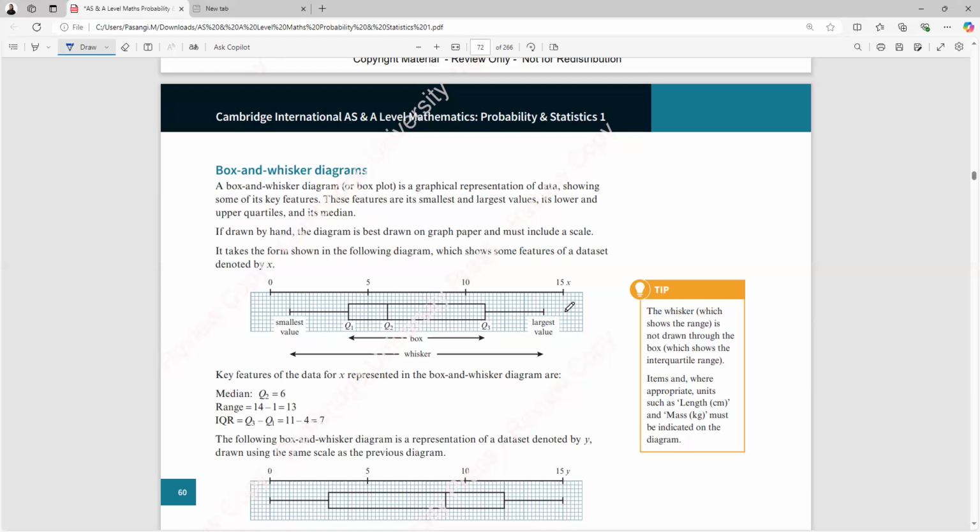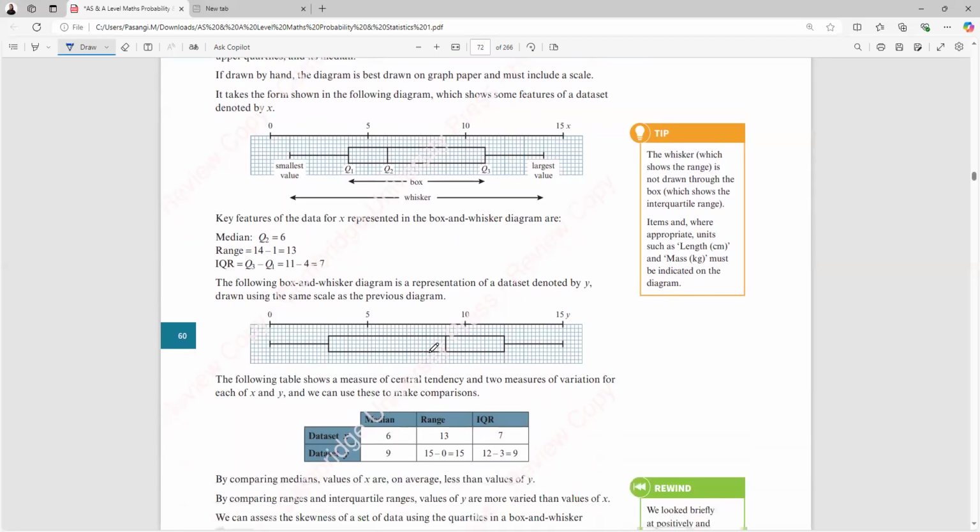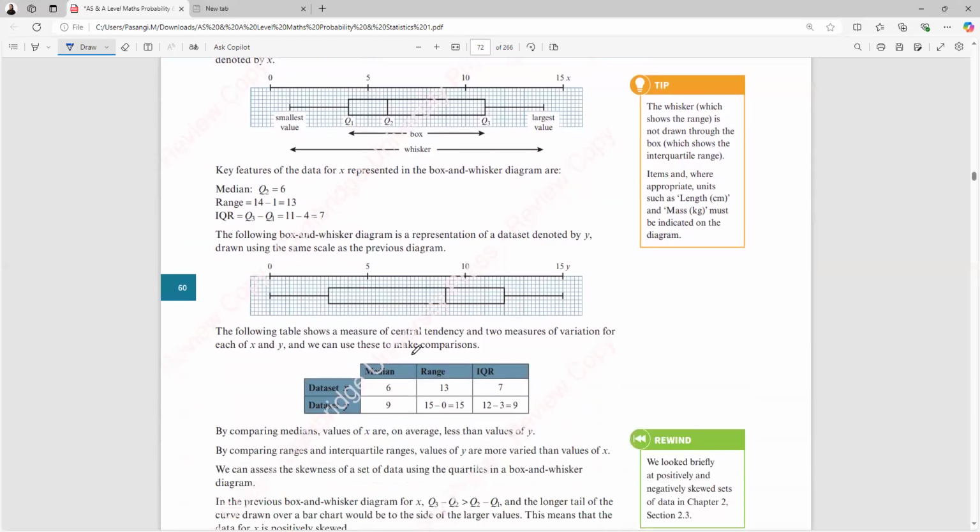Okay. So the key features of the data for X represented in the box and whisker diagram are the median, range, and interquartile range. So the following box and whisker diagram is a representation of a data set denoted by Y, drawn using the same scale as the previous diagram.